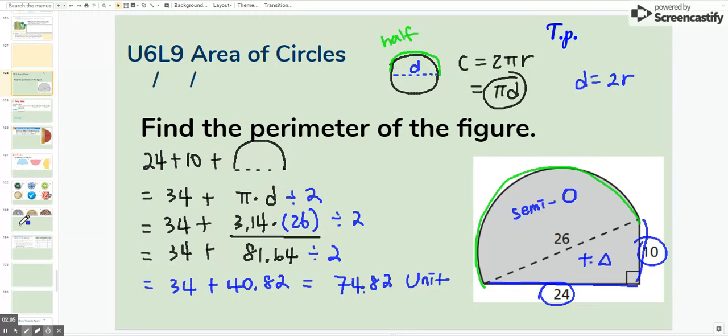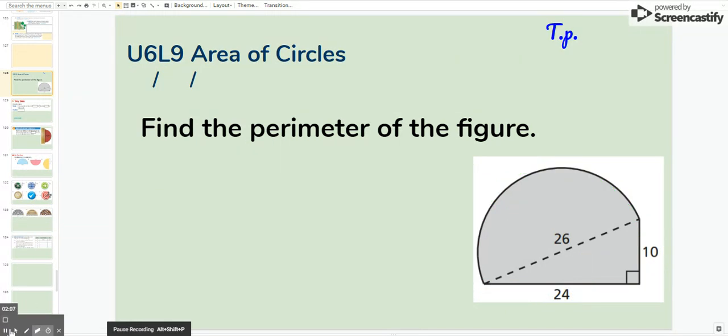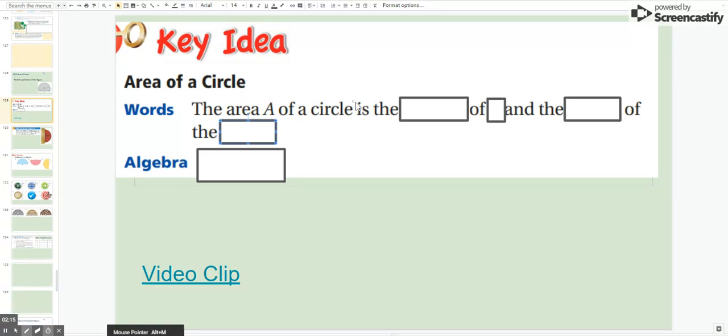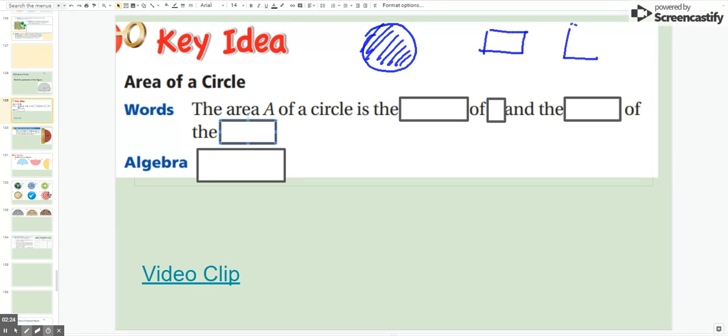All right, let's move on to the area of a circle. We want to find the area, but it's kind of hard, because if it's a rectangle or triangle, we know how to find the area, right? But the circle is a little bit tricky. So this is how you find it. You need to find the product of pi and the square of the radius.